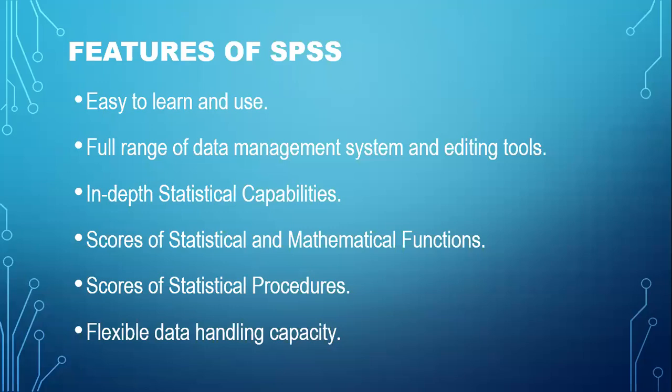Next, we are coming across flexible data handling capacity. It is a salient feature. It can store the input. It can also store the output separately. Input and output can be stored separately. If we transform a given data, the transformed data also can be saved separately. So it has a flexible data handling capacity.